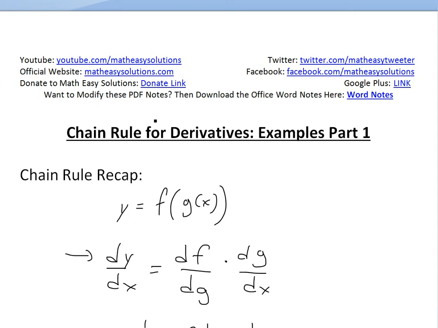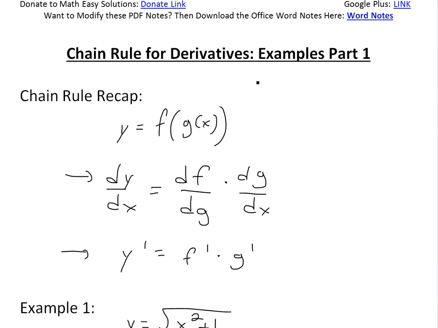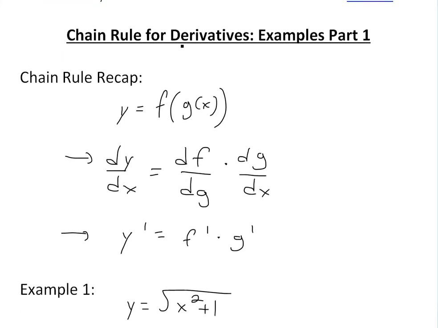It's time for another math easy solution. We're going to discuss some examples using the chain rule for derivatives. Basically, look at part 1 of this series, because I'm going to do a couple more videos in later videos. In my earlier video I went over the proof of the chain rule, but did not do too many examples, so I'm going to go over them right now. You can see the proof in the video links below in the related videos.